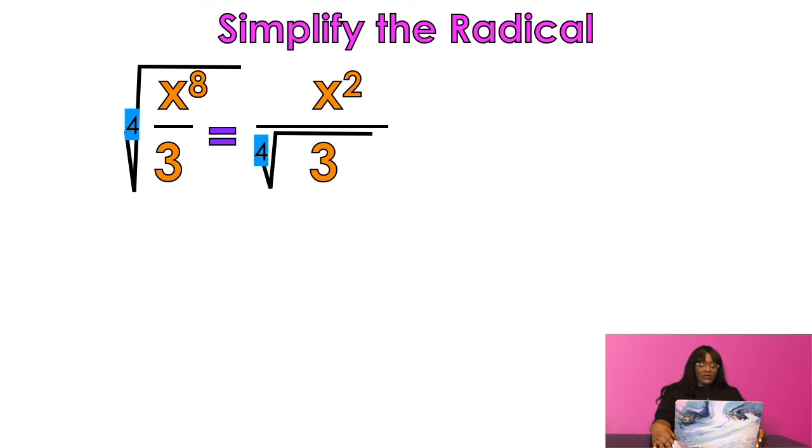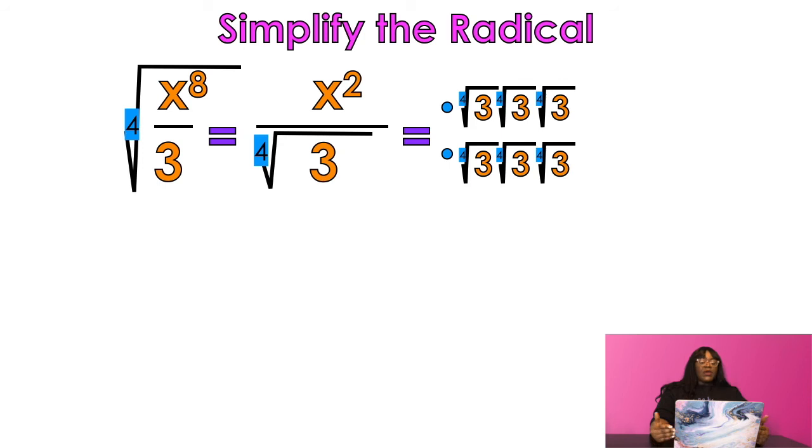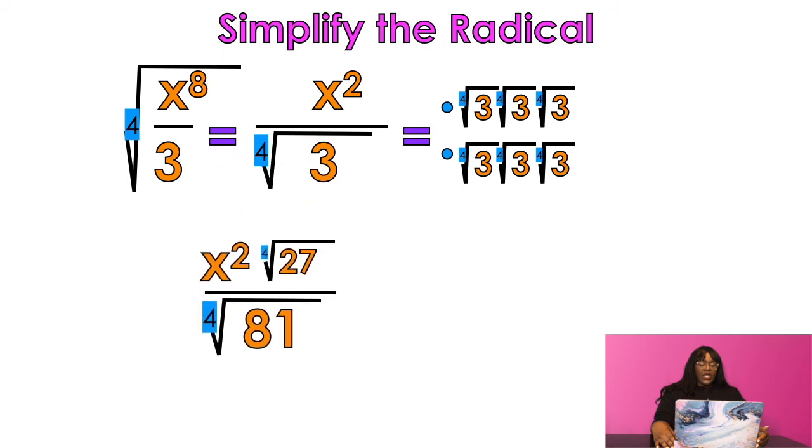How many times do I have to multiply by the fourth root of 3? I'm so glad you asked. 3 of them, because I should have a total of 4 on the bottom. And if I do it on the bottom, I have to do it on the top. So I'm going to get x squared, that stayed the same. I'm going to get the fourth root of 27, because 3 times 3 times 3 is 27. And then I'm going to multiply the 3s 4 times, 3 times 3 times 3 times 3. That's going to give me 81.